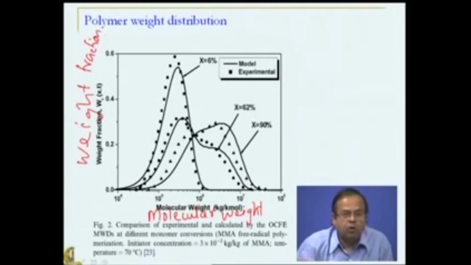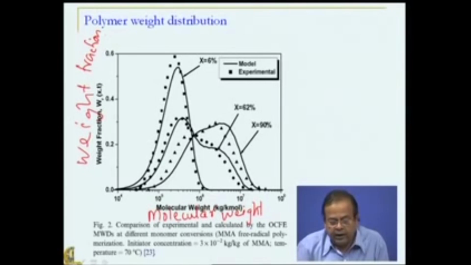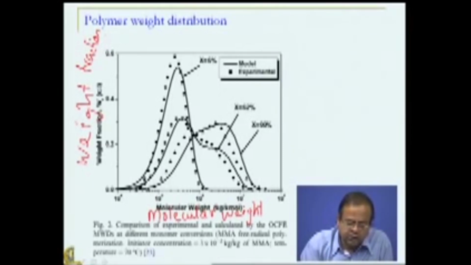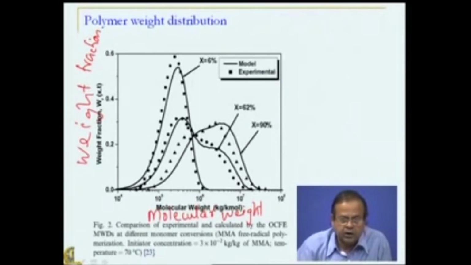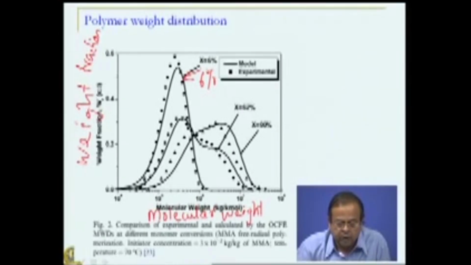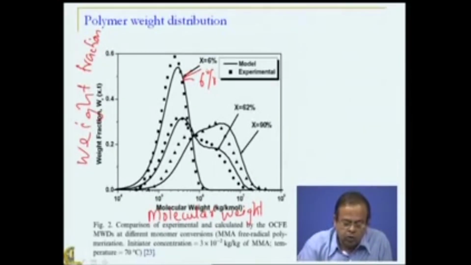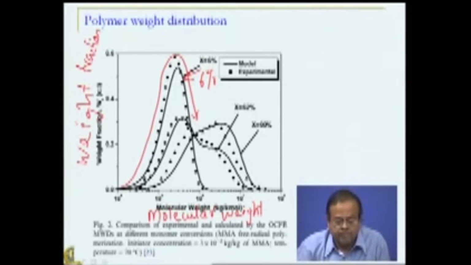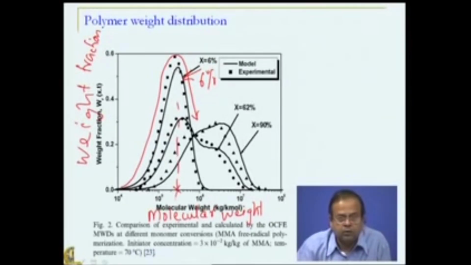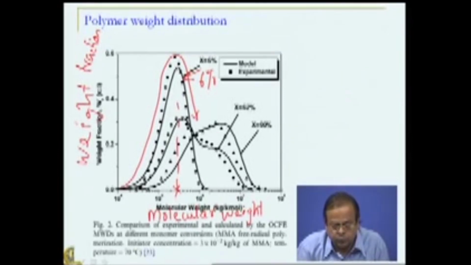This is an example of batch polymerization, and the data here is for when you run the reactor for a short time, so your conversions are limited. In this particular case, conversion is only about 6%. At that point, your molecular weight distribution is of this type. The maximum segments are of this molecular weight, between 10 raised to 5 and 10 raised to 6.